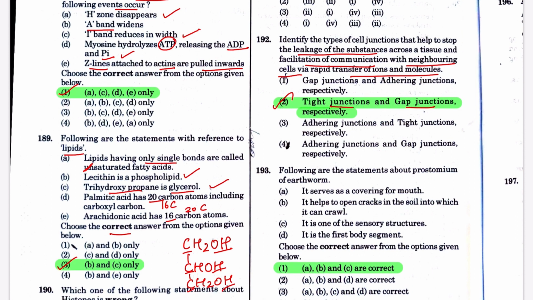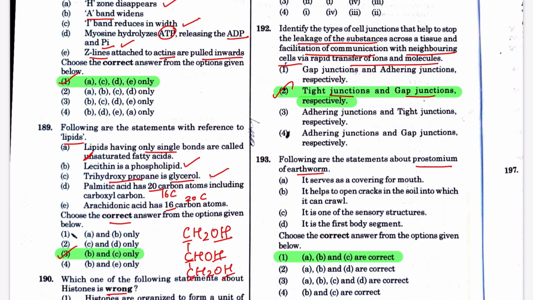Okay, so for 193, which of the following statements about the prostomium of earthworm is correct? It serves as a covering for the mouth, it is right. It helps to open cracks in the soil so that it can crawl, this is right. And it is one of the sensory structures, yes, it is right. And it is not the first body segment, the first body segment is the peristomium. So they are asking you which is the correct option. So A, B and C.